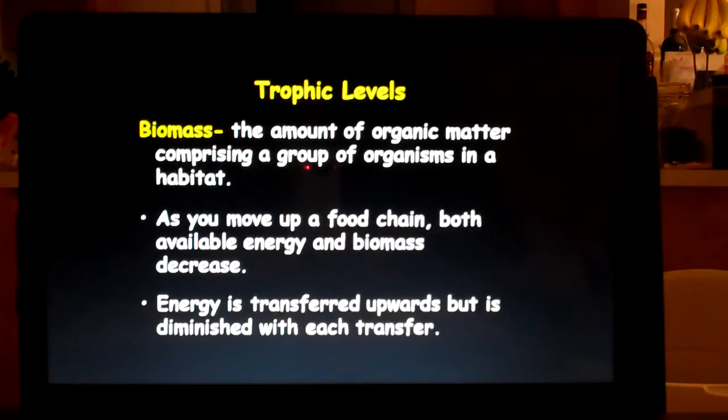So you have 100% energy at the producer level. The plants have 100% of energy from the sun. And we actually all get our energy from the sun because we're all taking that energy. But as we transfer it, we get less and less percentage of that energy from the sun. So by the time we eat a piece of meat, we're probably only getting 1% of that energy from the sun, because we're decreasing it tenfold. So energy is transferred upward, but it's also diminished with each transfer.